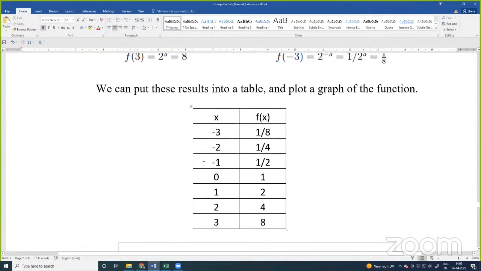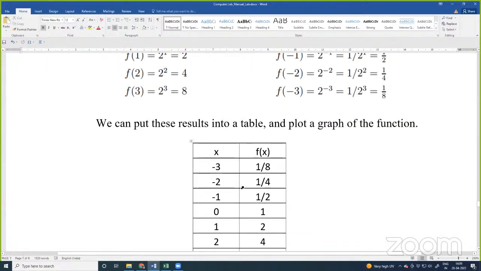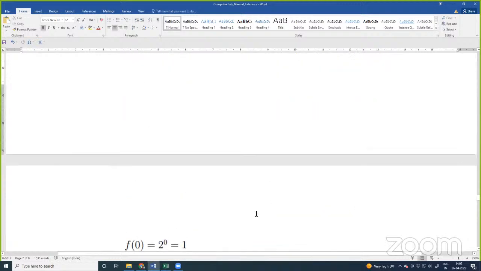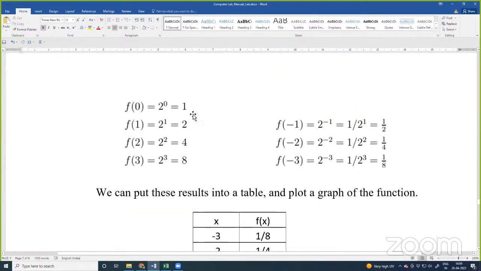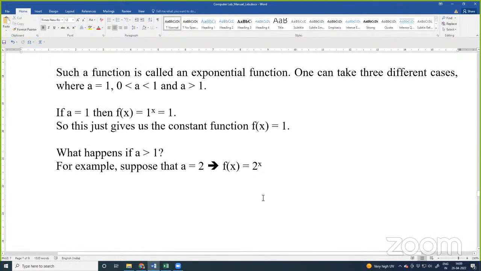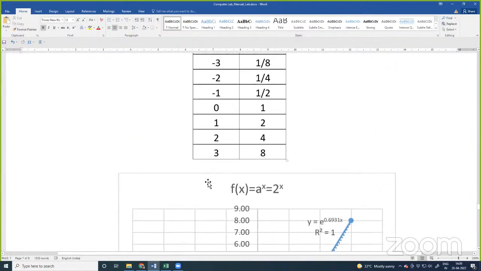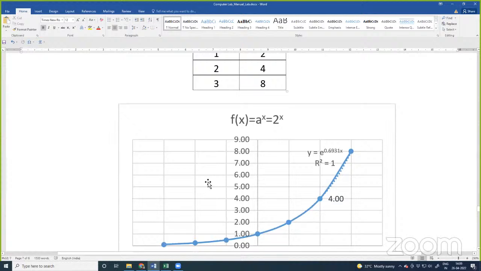Like minus 3, for example, minus 3 corresponds to 1 over 8, minus 2 corresponds to 1 over 4, minus 1 corresponds to 1 over 2, 0 corresponds to 1, and the rest of them. Choose any data sets. This is one example showing the variability of an exponential function. If it goes like this, see how it varies.